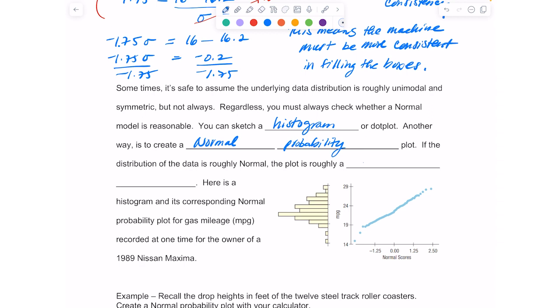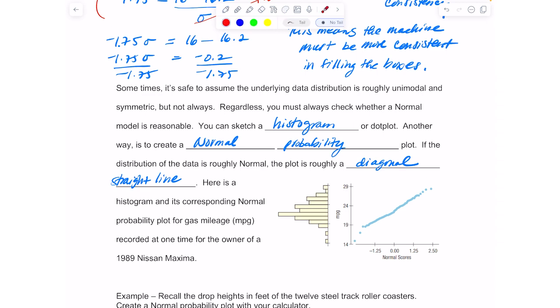What the normal probability plot shows us is if the distribution of data is roughly normal, then what you'll see on the plot is a diagonal straight line.